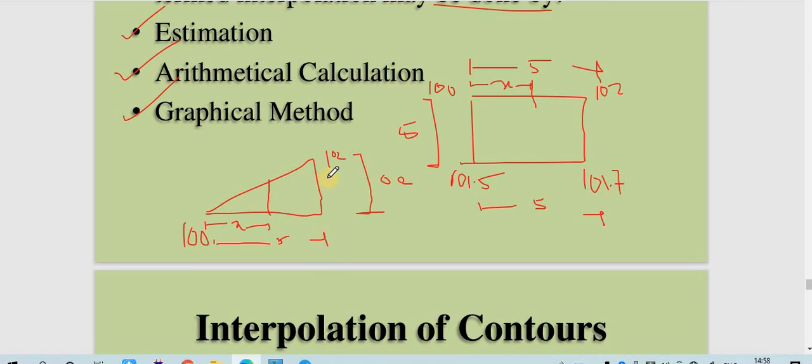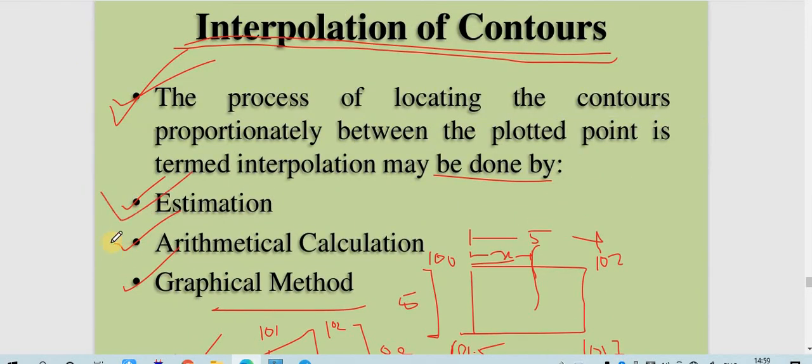5 meter. Okay, and with this height also we can calculate because we have to find out the reduced level of 101, so this height will be 1. So with the help of applying similarity of triangle between these two sides, 1 by x equals 2 by 5, that will give you the exact distance from where this particular line will pass. This is how your interpolation is basically done. You leave all this estimation and mathematical calculation graphical method, but try to understand these are also some of the methods by which you can do your interpolation.